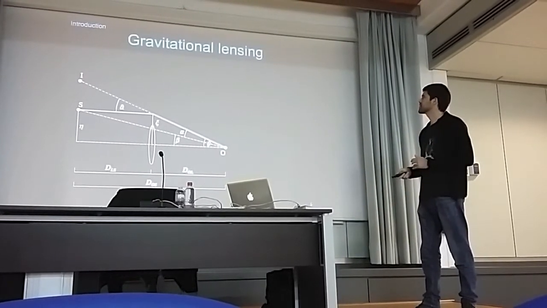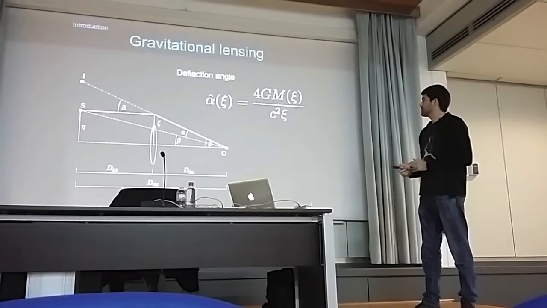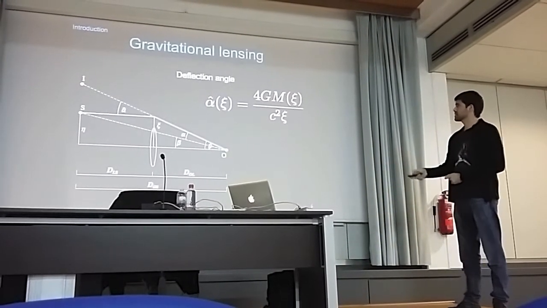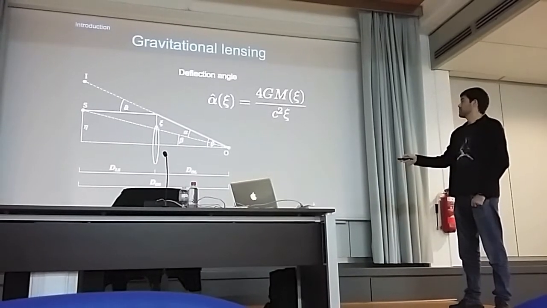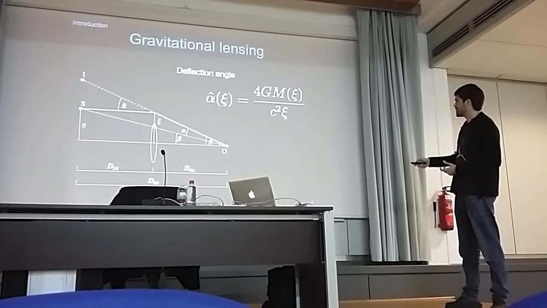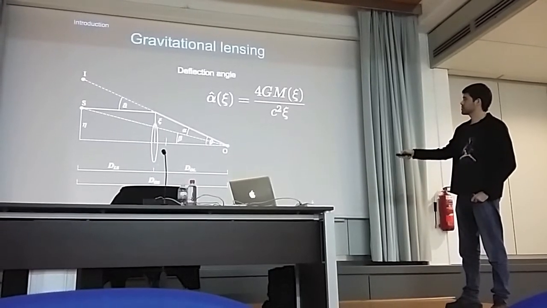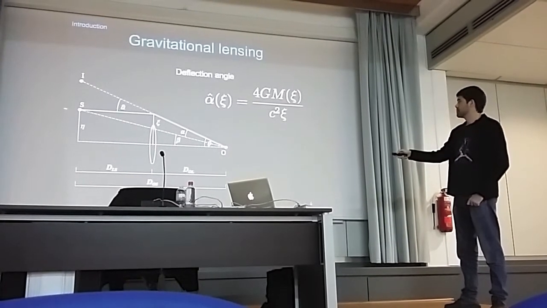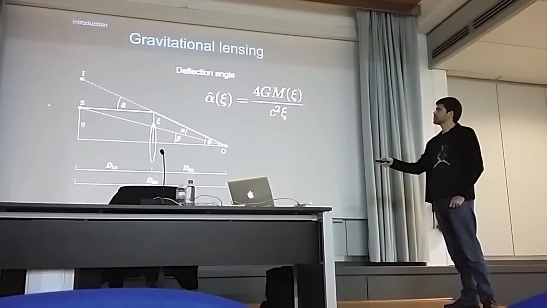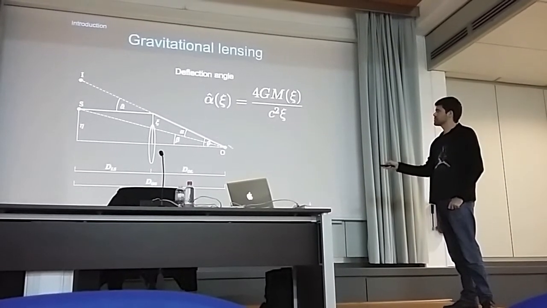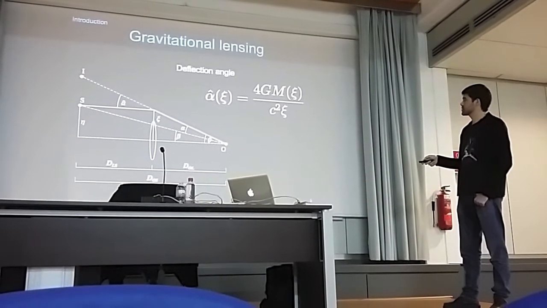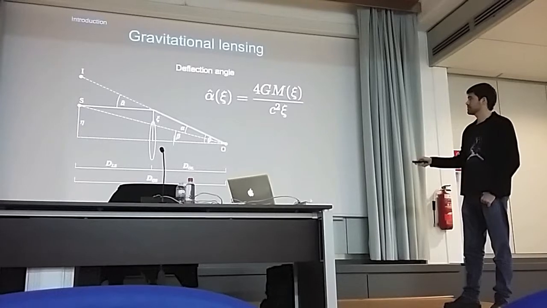I won't enter that. But the important thing to remember is the deflection angle that a light ray suffers depends. Here, the case here is a circularly symmetric lens. It depends on the enclosed mass within the impact parameter, the distance from the center of the lens where the ray travels through. Depends on the mass and is inversely proportional to the impact parameter itself.